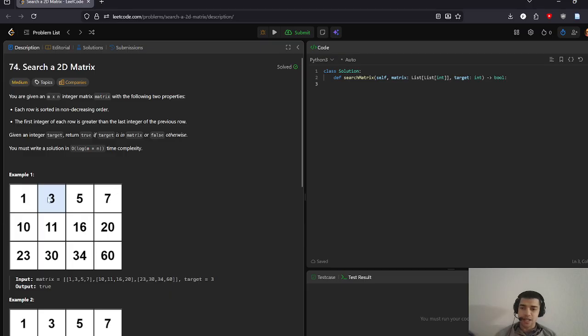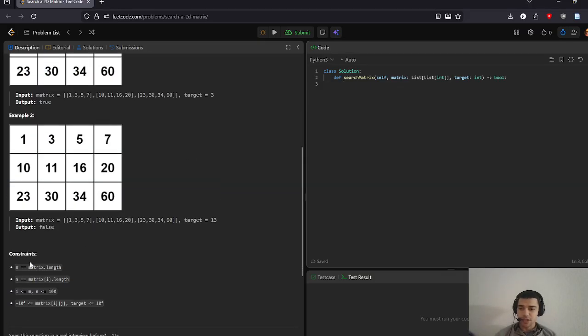It is as if we had a list, and the last element in the previous line is less than the first element in the next line. So it's the same question. We are given a target and we need to find it inside our matrix. The only constraint is we have to do it in big O of log m times n, where m is the length of the matrix, and n is the length of the inner lists. So this is going to be m and this is going to be n.